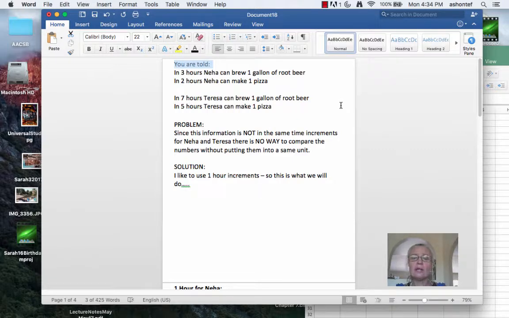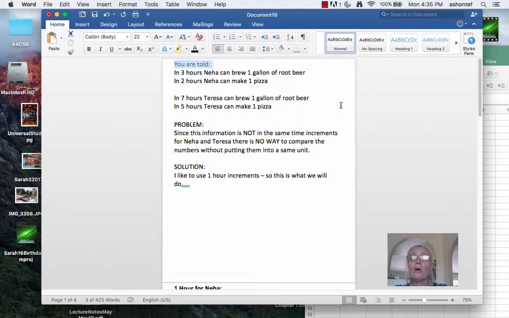What you're told is what Naya can do in 3 hours. She's able to brew 1 gallon of root beer. And if she has 2 hours, she can make 1 pizza. On the other hand, Teresa takes 7 hours to brew a gallon of root beer and takes 5 hours to produce 1 pizza. So if you quickly look at this, it seems like Naya is way ahead of Teresa here because she doesn't take as much time doing either thing.